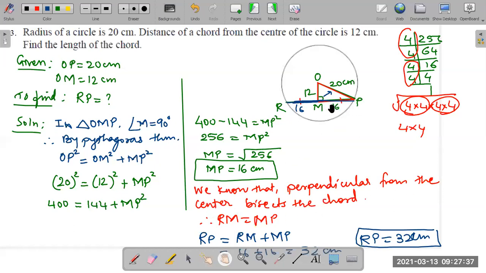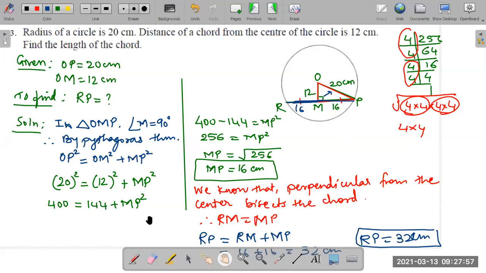So if MP is 16, then RM is also 16, and the sum of both these sides will give us RP, because we are supposed to find RP. So adding 16 and 16, we have got the side that is equal to 32 centimeters. Okay, so just check, three parts are there.